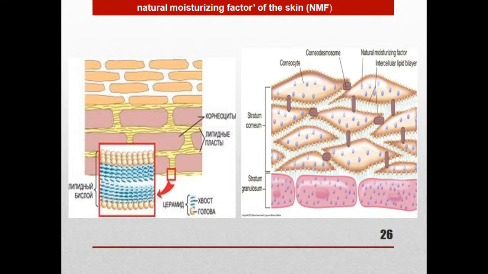Please look at the photo on the slide. Corneocytes connect with each other with corneodesmosomes. As a result, filaggrin is degraded to form natural moisturizing factor, which absorbs water from the atmosphere, and as a result, the lipid bilayer between corneocytes is degraded. This causes transepidermal water loss.